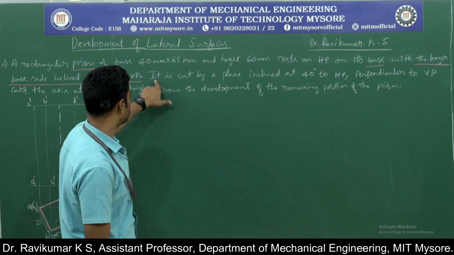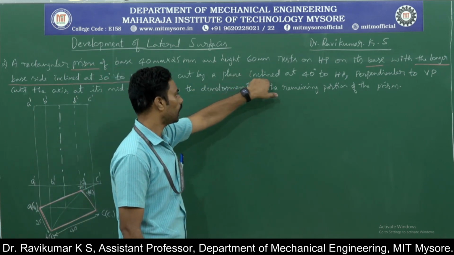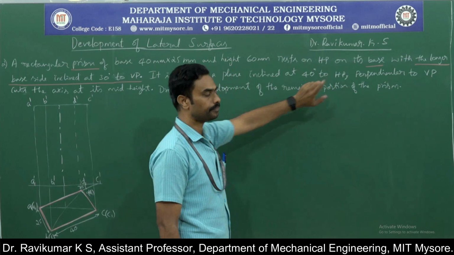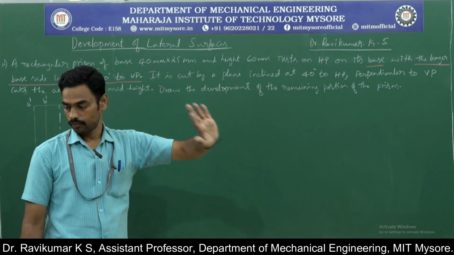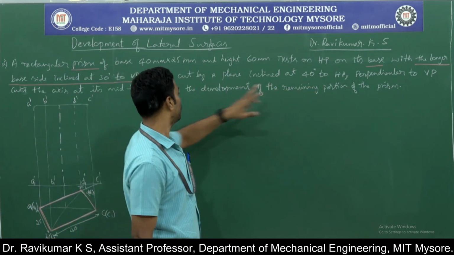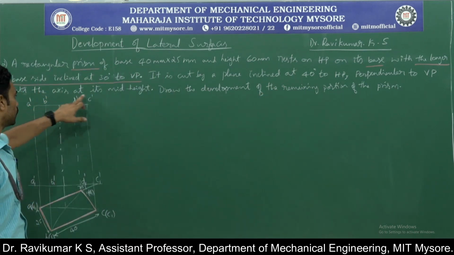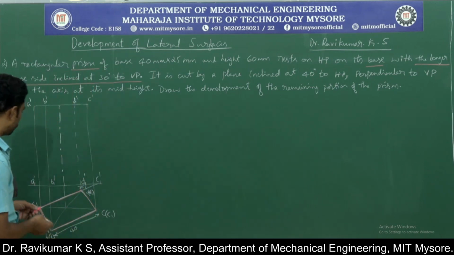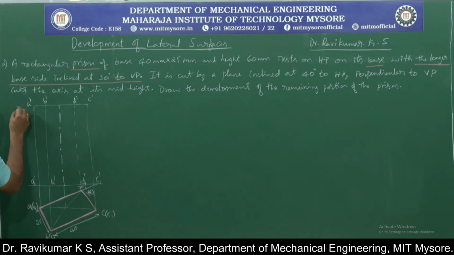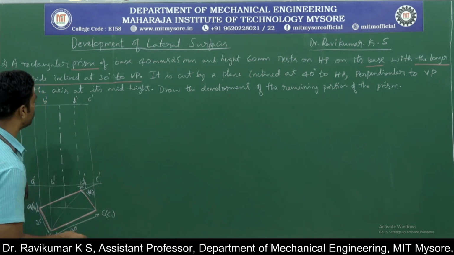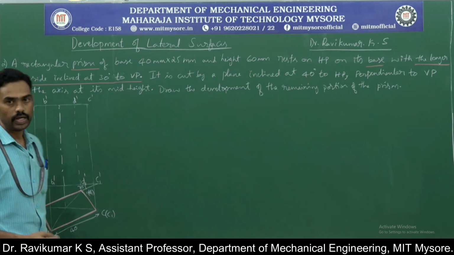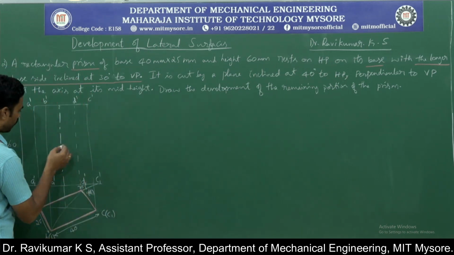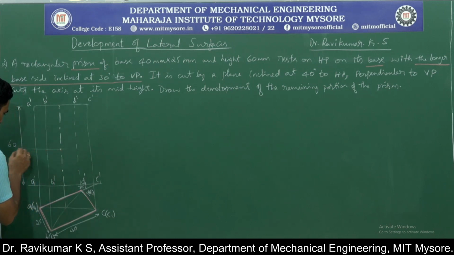The information about the section plane is it is cut by a plane inclined at 40 degrees to HP and perpendicular to VP. It cuts the axis at its mid height. So mid height, you need to identify the mid height. So first draw the height of the prism. Height of the prism is 60 mm. So mid height means 30 mm. Mark 30 mm. This is 30, which is the mid height.